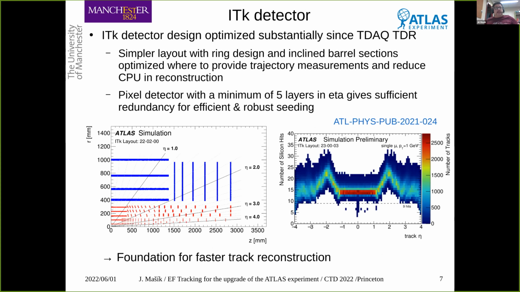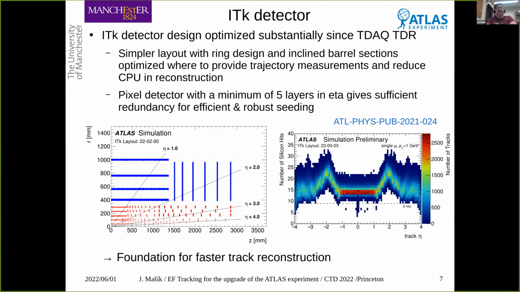So let me say a bit more on the ITk detector. The detector has been optimized since the TDR, and now it has a simpler layout with ring design and inclined barrel sections, and it's optimized to provide the trajectory measurements at suitable points in space. This allows to reduce the consumption of CPU in the reconstruction.